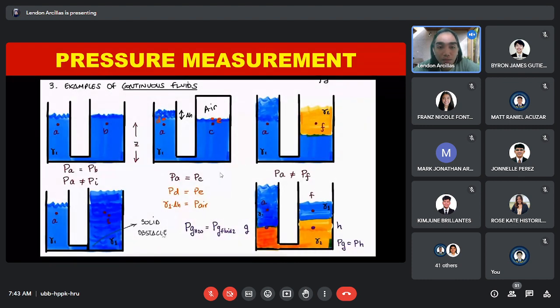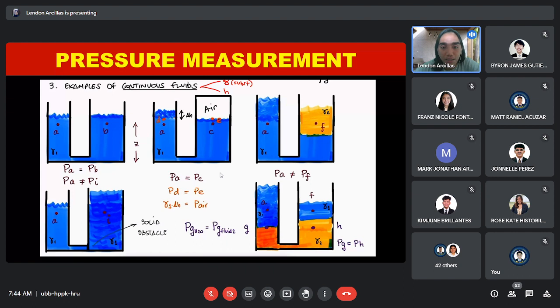So there are types of case scenario wherein the fluid is continuous or not continuous. First type, if the points are of the same level, again, PA and PB are equal. Why are they equal? Again, there are only two factors why pressure has a value: the specific weight of the substance itself and the height difference. Of course, they have the same height and the same liquid, which is water. Therefore, PA is equal to PB.